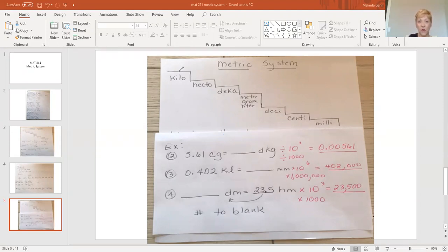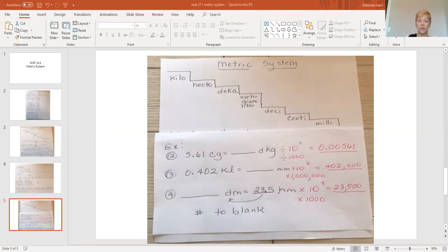Let's see how many steps we go. We go 1, 2, 3, 4, 5, 6. So that's why it's 10 to the 6th. All right. You're coming down the steps, so that's big to small, so you multiply. So 10 to the 6 is the million, so when you take that number multiplied by a million, it moves the decimal 6 places to the right and you get that answer.